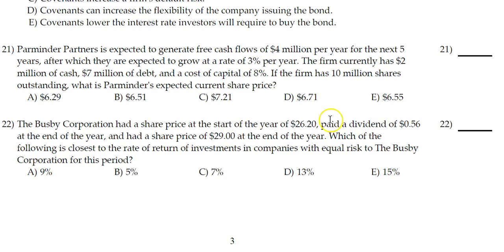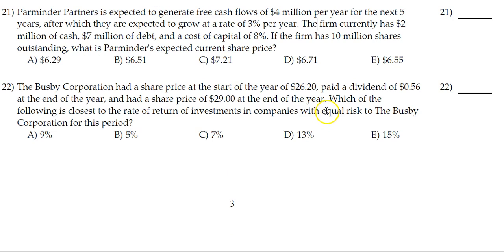Okay, question 22. The Busby Corporation had a share price at the start of the year of 26.20, paid a dividend of 0.56 at the end of the year, and had a share price of $29 at the end of the year. Which of the following is closest to the rate of return of investments in companies with equal risk to the Busby Corporation for this period?